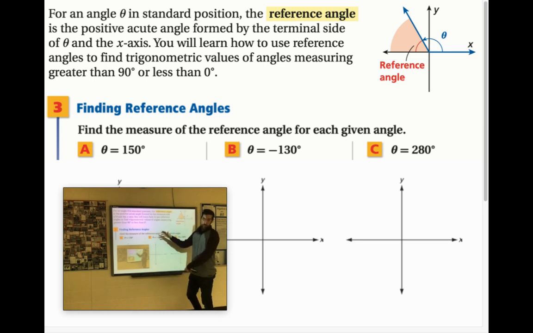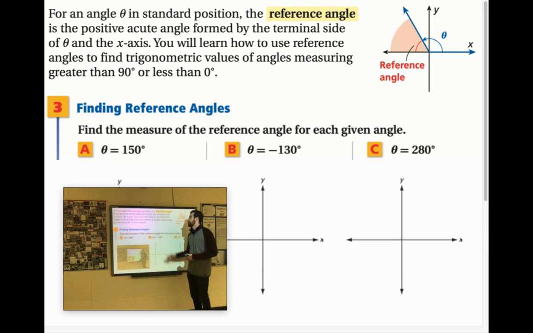Okay, reference angles are acute angles, and you're measuring from the line where you ended up to the nearest x-axis. So it's basically how quickly can you get to that x-axis, the smallest number of degrees.